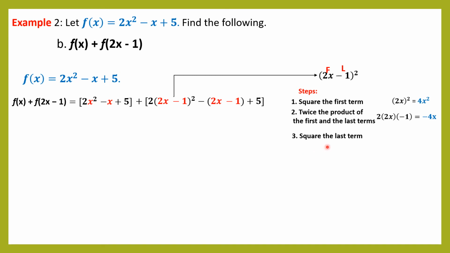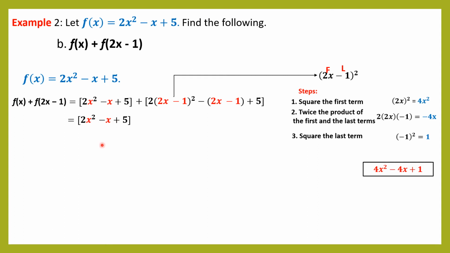Number 3, square the last term. So, ang last term natin ay, carry ulit natin yung negative sign. So, that is negative 1 squared. Kaya, ang sagot dito ay 1. Then, let us put them together. 4x squared minus 4x plus 1. Okay, mamaya gagamitin natin siya dito.